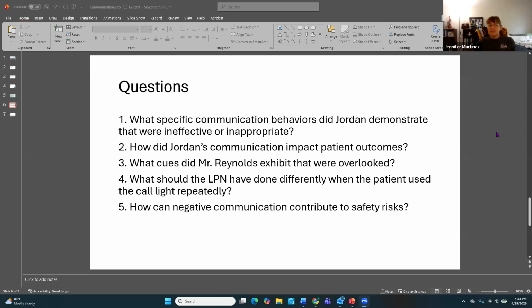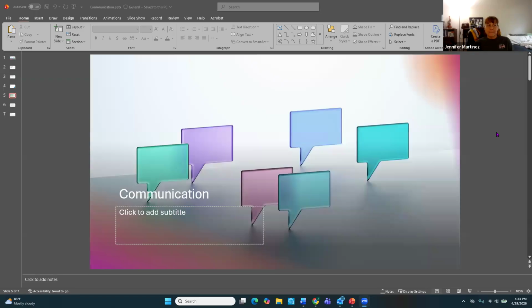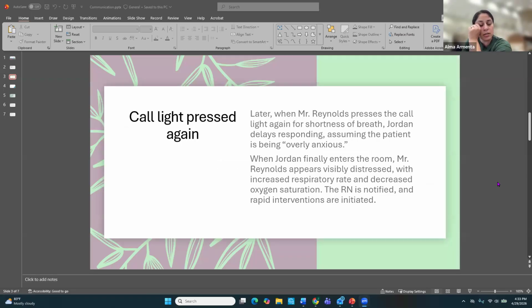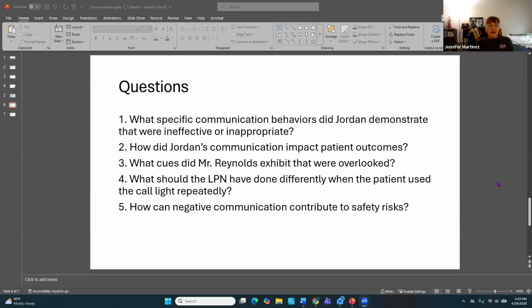What cues did Mr. Reynolds exhibit that were overlooked? I can go back. He was overly anxious. Right. So that's probably one of the first signs of what is called hypoxia, being relentless. Good job. Yep.